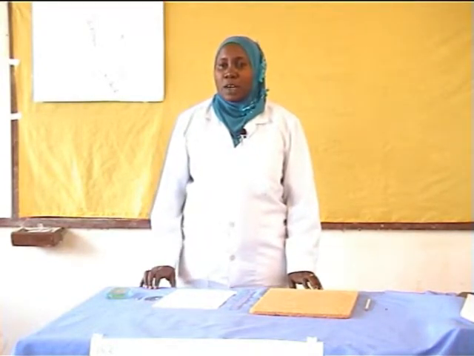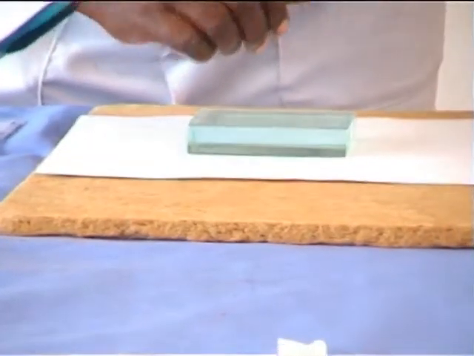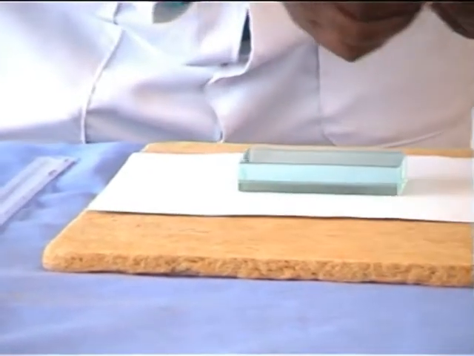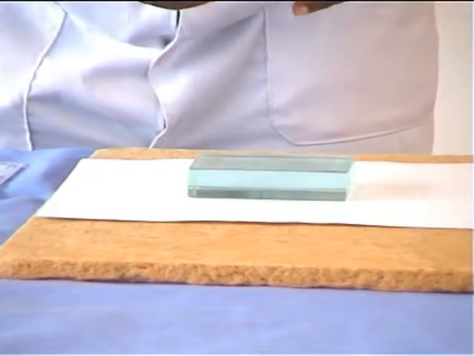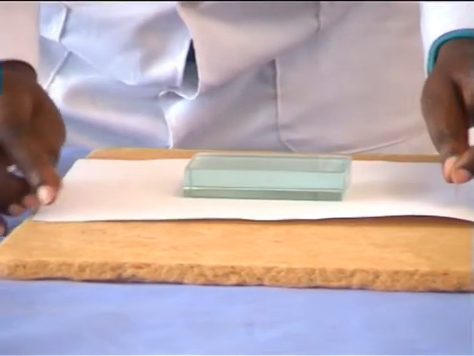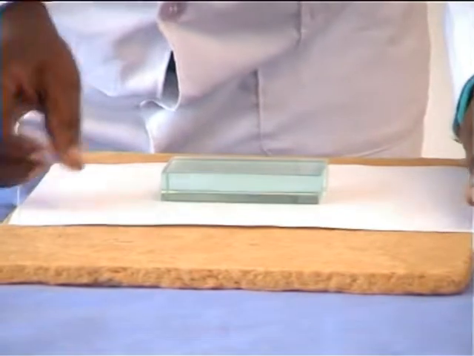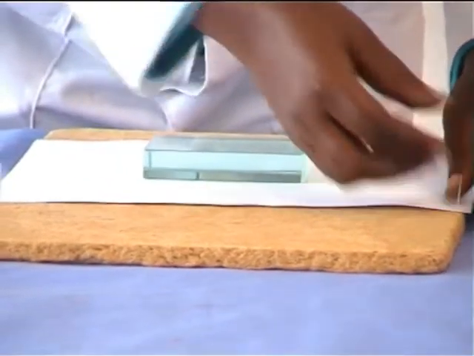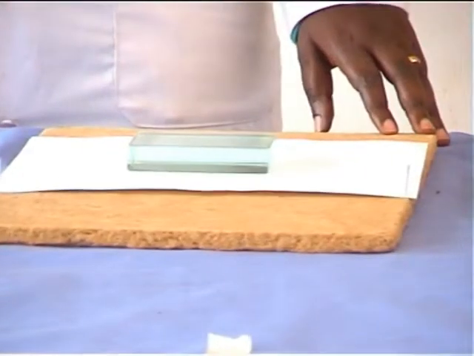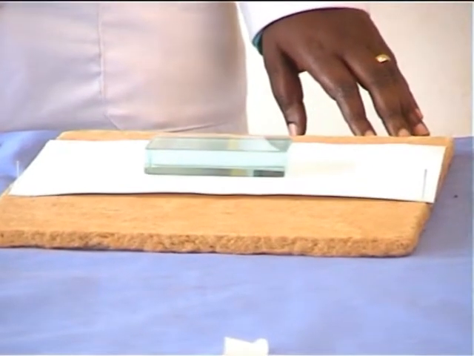Precaution. When drawing the outline, the glass block should not be displaced or disturbed. The pencil should be sharp. Procedure. Place a glass block flat on the sheet of paper. Attach the paper with the drawing pins. Draw an outline of the glass block using a pencil.